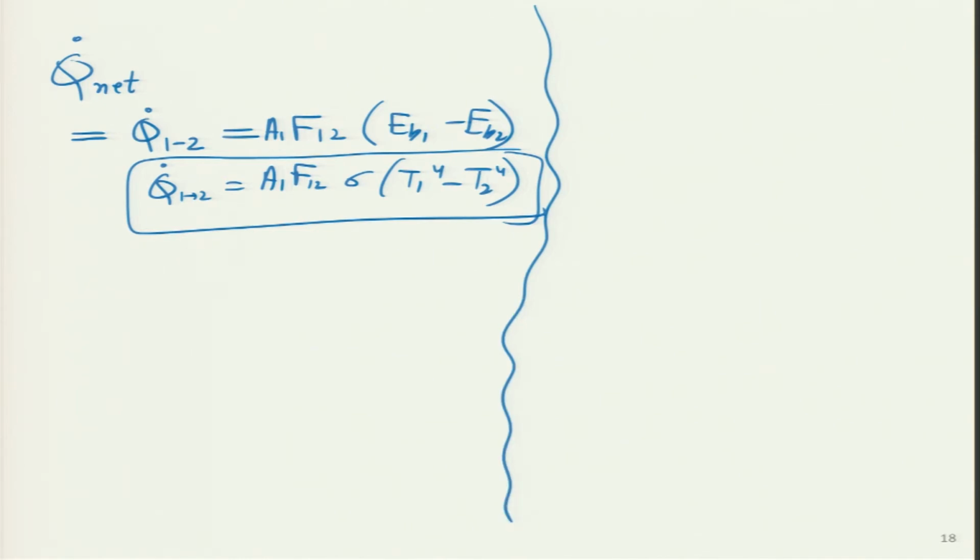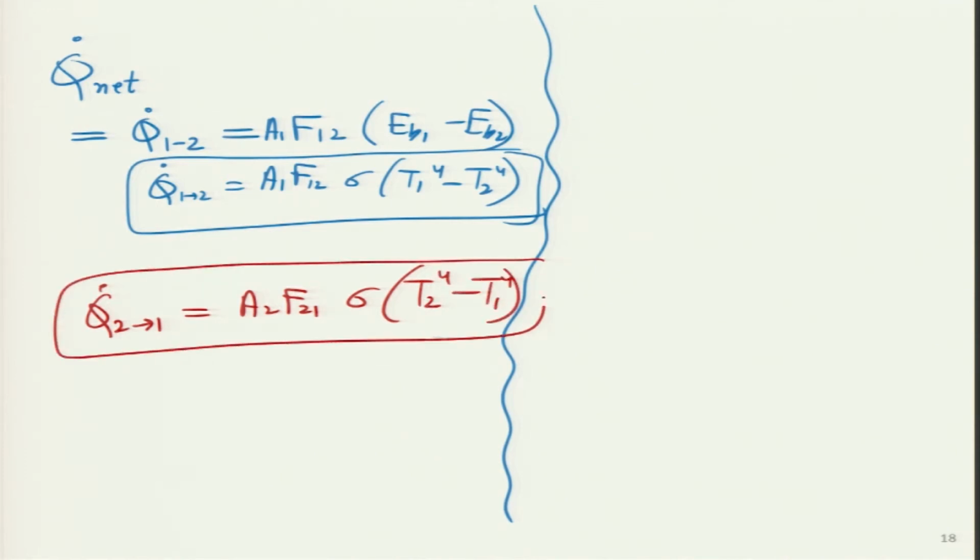And I will not stop here, I will write the reverse also. What is q dot 2 to 1? I can reverse the whole thing. What will I get? A2 F21 sigma (T2^4 minus T1^4). Are they the same? Answer is yes, they are the same, just with the negative sign, which means q dot 1 to 2 is equal to minus q dot 2 to 1.